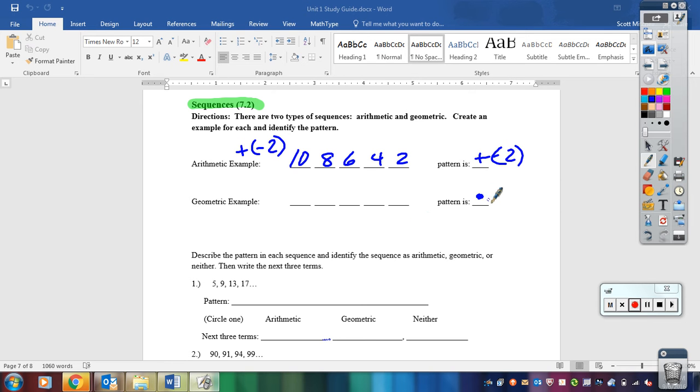Let's multiply by negative 2. You might think, well, that's going to make it smaller. No, it's not. Let's choose a number. Let's start with 10 again. 10 times negative 2. Well, 10 times 2 is 20, make it negative 20.